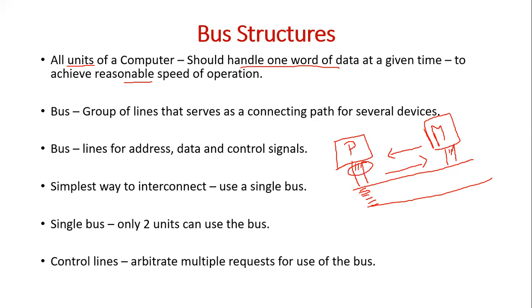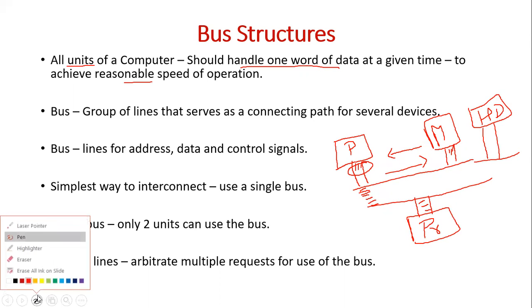Like that, for all functional units, maybe somewhere here a hard disk will be there. So the hard disk also should be able to handle 64 bits of data at a time. Maybe somewhere else a printer will be there. So the printer also should be able to handle 64 bits of data at a time, that is, one word of data at a time. As the bus has 64 lines, we say the word size is 64 bit. Okay, I think the point is clear, right?